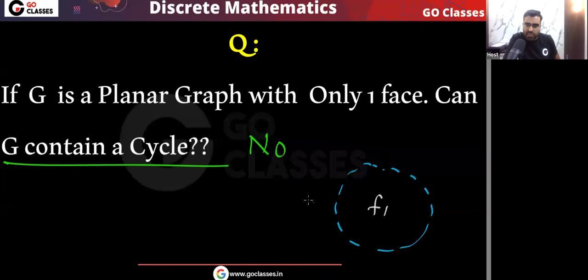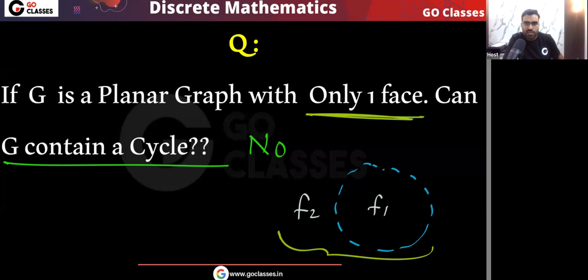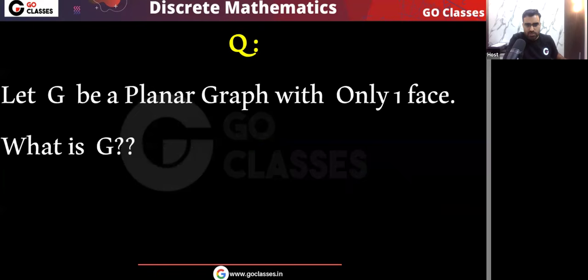Then at least two faces will be there. Yes or no? If G contains a cycle, then definitely at least two faces will be there. Do you agree with me? Okay. So that is the reason I can say if you have only one face, then you cannot contain a cycle.